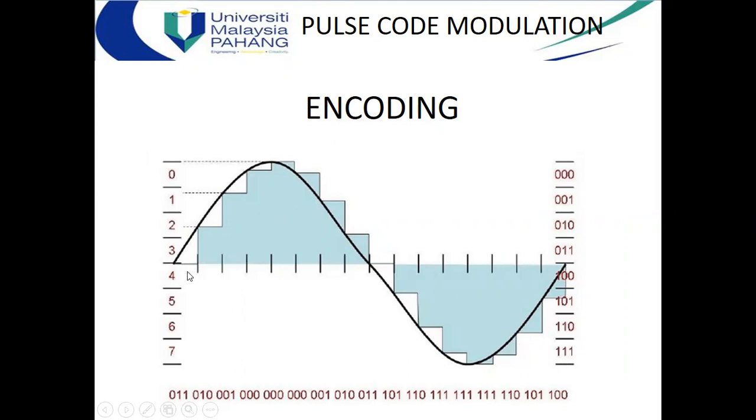So for each value of the signal that we captured, this value is 2. The first one is here, in this region, which is 3. 3 means 0, 1, 1. Okay, so the code is 0, 1, 1. Next one is here in this region, 2. 2 means 0, 1, 0. Next, in the steps, there are the levels. Level 1 means 0, 0, 1. Okay, and so on. We will discuss more details after this.